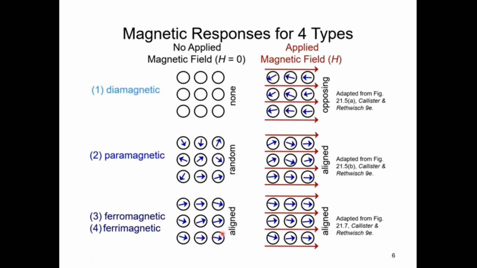And for ferromagnetic and ferrimagnetic materials, without the applied magnetic field, they are originally in an aligned position. So if we apply the magnetic field, there is no change in the position of the atomic dipole. That's why we call these ferromagnetic and ferrimagnetic materials.